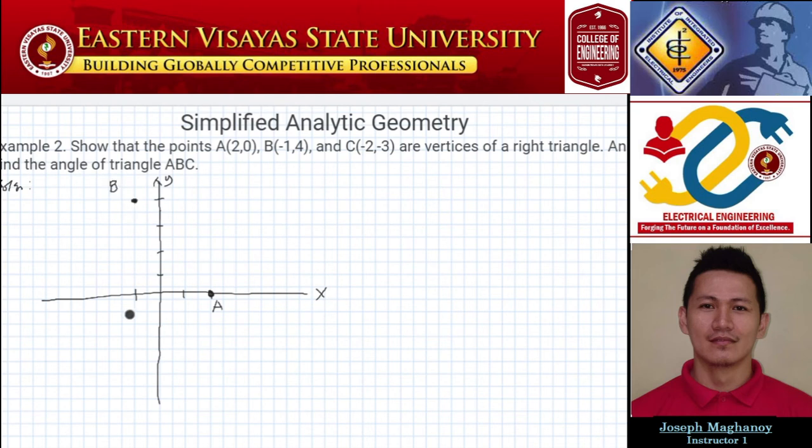For your C, negative 2 and negative 3. So this is your letter C. So let's give them the coordinates: B is negative 1 and 4, and for your C, negative 2 and negative 3. So let's connect the following points.